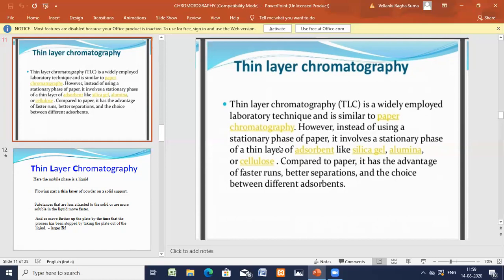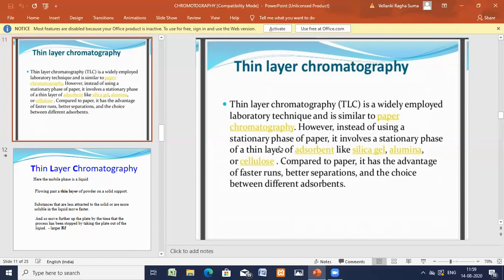So the mobile phase is the liquid flowing past a thin layer of the powder on the solid support. The substances less attracted to the solid and more soluble in the liquid move faster, and so move further up the plate. By the time the process is stopped by taking the plate out of the liquid, the larger the RF values will be. Basing on RF values only, we identify. So that is the basic principle.